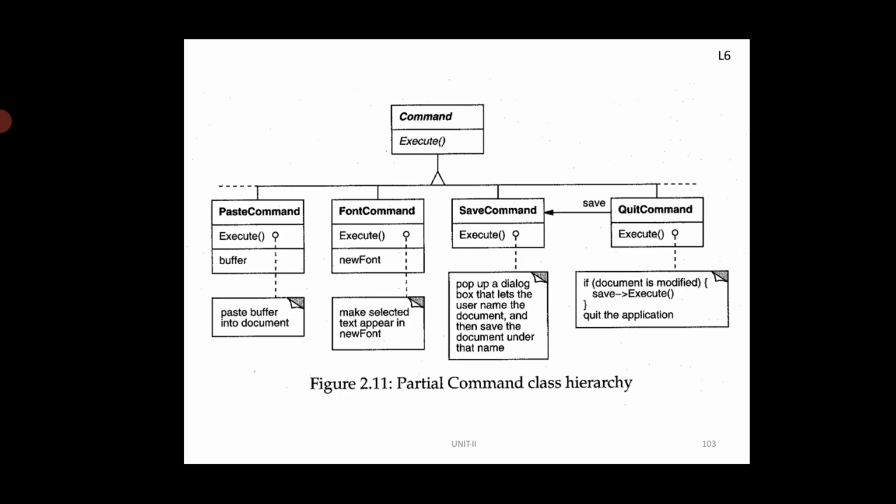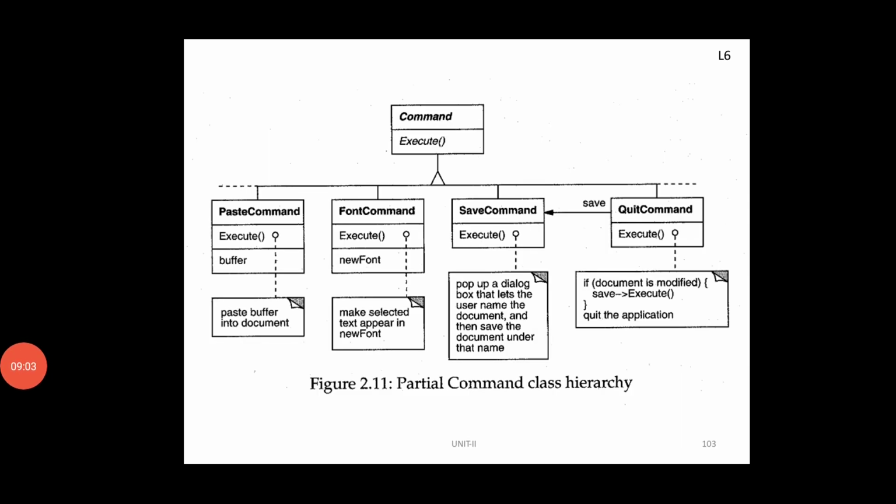The paste command's execute returns a paste buffer into a document. Buffer means a temporary storage area. The execute function needs to store a temporary storage area. The font command's execute makes selected text appear in a new font. The save command pops up a dialog box that lets the user enter a document name and then saves the document under that particular name.